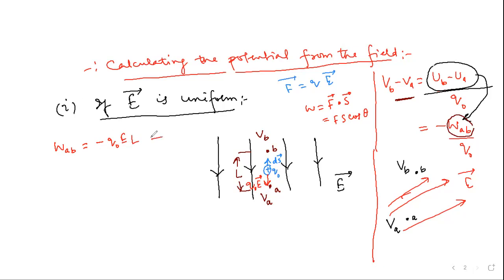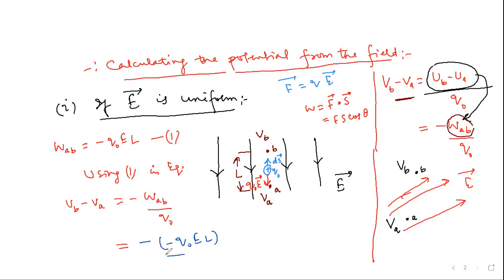Let it be my first. So using first in equation, VB minus VA is equal to minus WAB by Q naught. So we substitute for WAB, minus is already there. Then instead of WAB, we write minus Q naught EL, and downstairs we have Q naught. So we got the relation VB minus VA is equal to EL, since minus times minus, and Q naught will go.